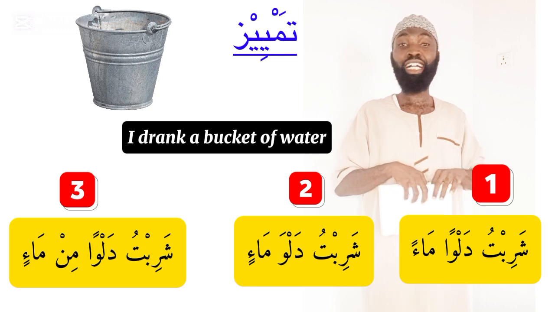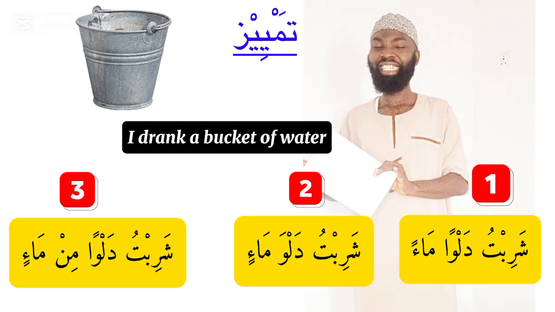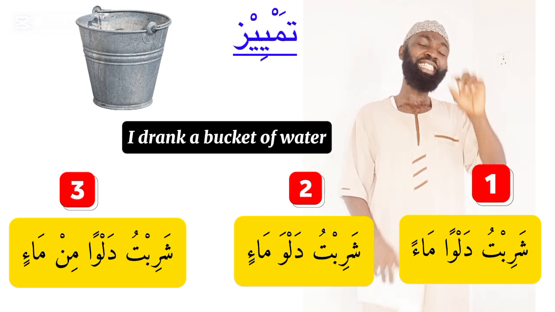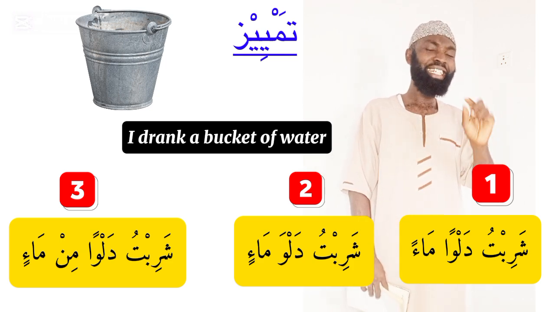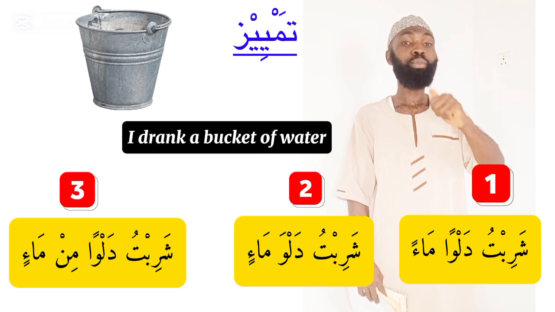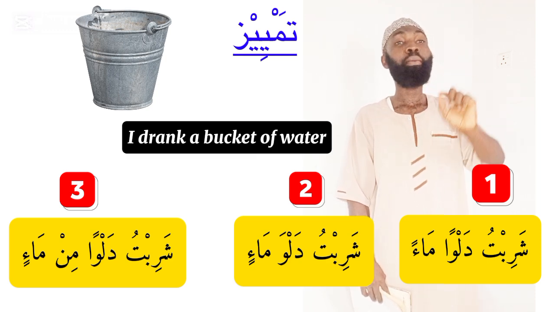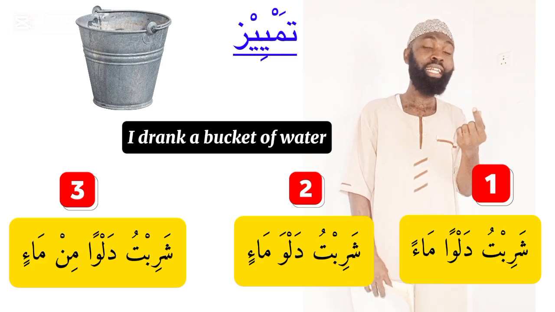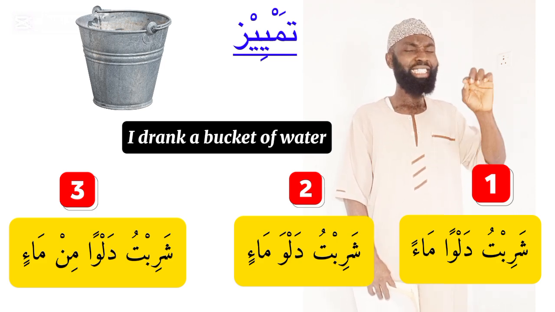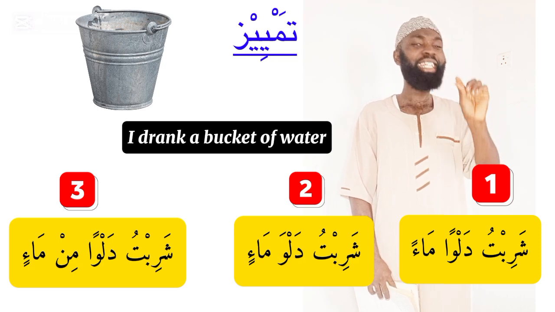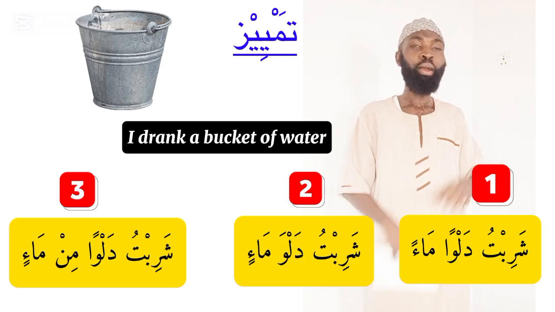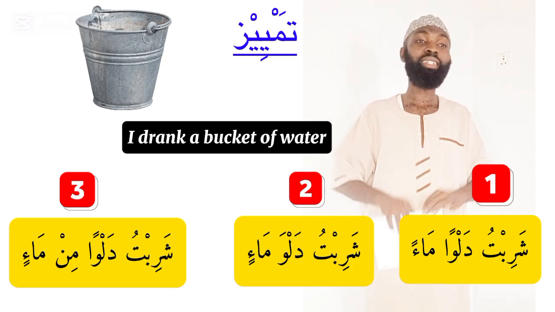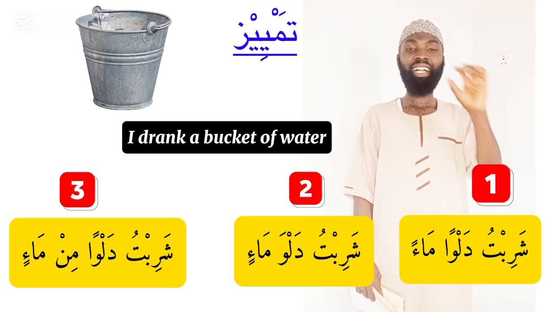The first one, Sharibtu dalwan ma'an. The tamyiz is coming with what? Fatha, as we know it to be. The second way, Sharibtu dalwa ma'in. The tamyiz now is coming with Kisra as what? Mudafun ilayhi. Ma'in, dalwa ma'in. In the third way, Sharibtu dalwan min ma'in. So the tamyiz, the word ma'in, is also coming in the jar case with Kisra, but now it is coming after a harfu jar. So it is the harfu jar that makes it to be in the jar case carrying Kisra.